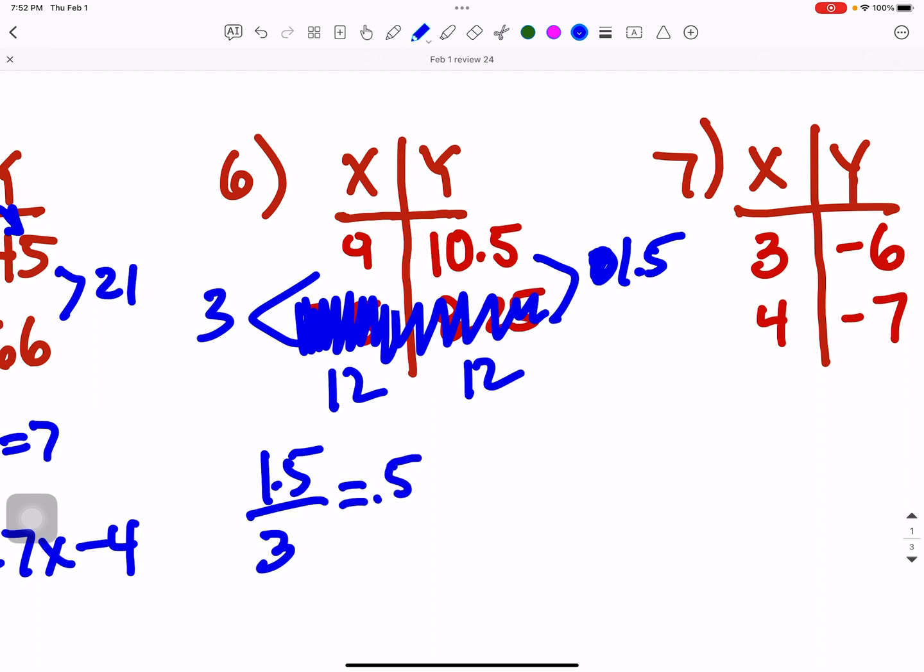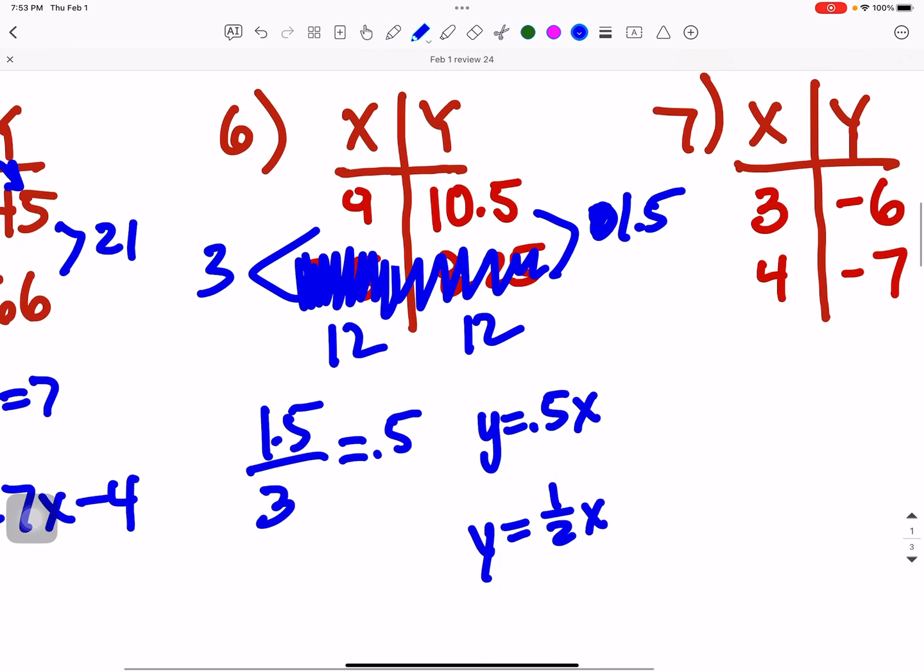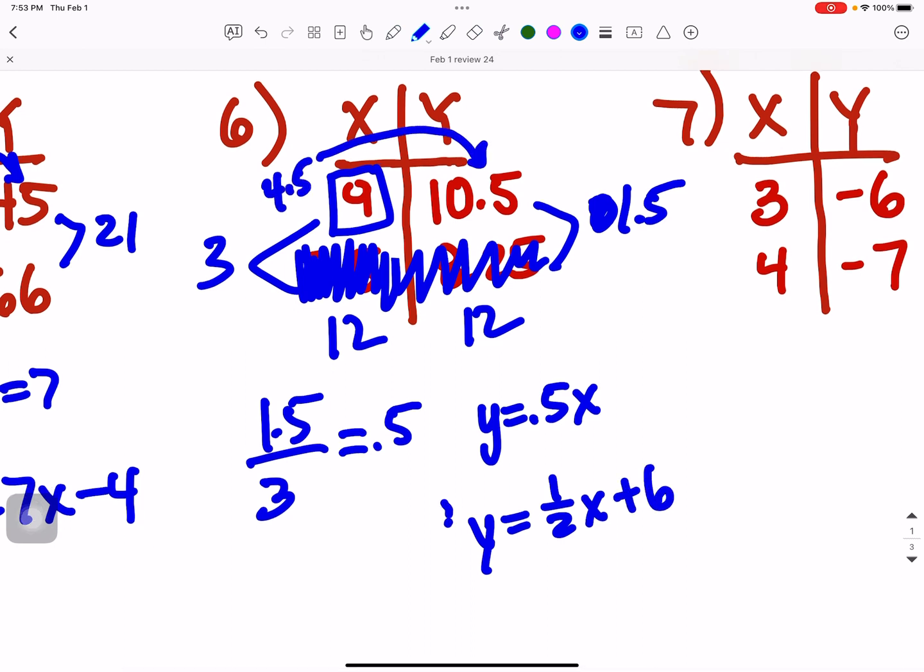So you can say y equals 0.5x, or you can say it's fraction partner, y equals 1/2 x. Either way, we have to take half of our x. If I take half of 9, that's 4.5. For me to get to 10.5, I need to add 6. 1/2 x plus 6.